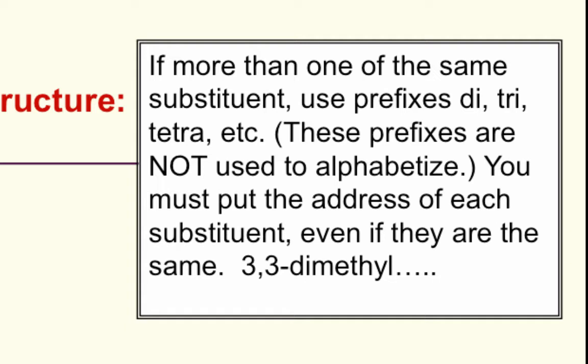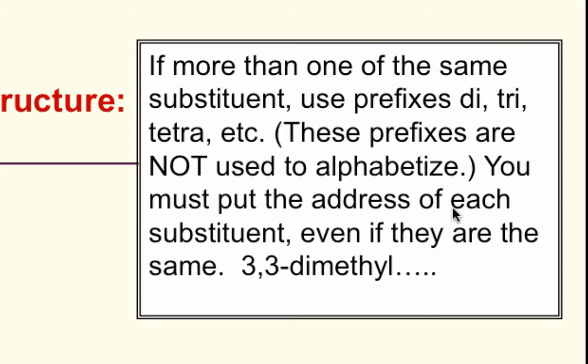Prefixes are never used to alphabetize. When you're putting them in order, it's only the actual alkyl name or the halogen name that puts it in order, never the prefix. And you can see why, because if you have the prefix di and you use that to alphabetize, that would put it in a totally different spot if the prefix was tri. Do you see how that moves it around? So that's why you don't ever include the prefixes in alphabetizing.